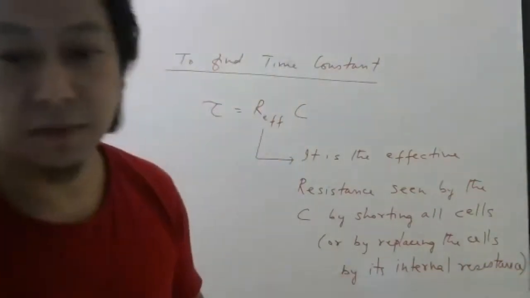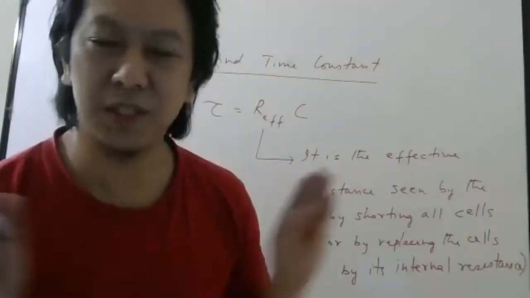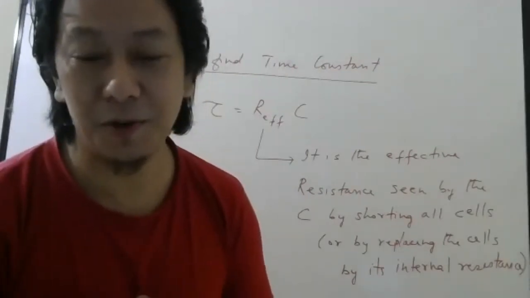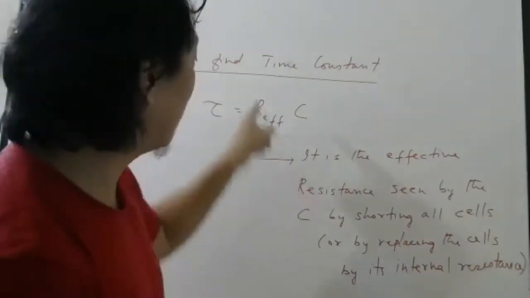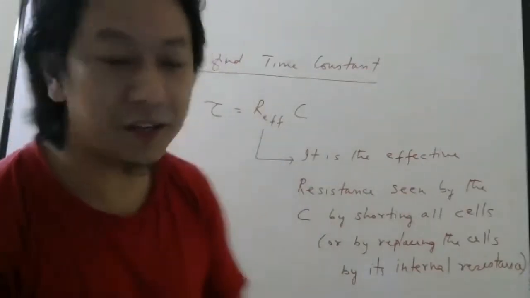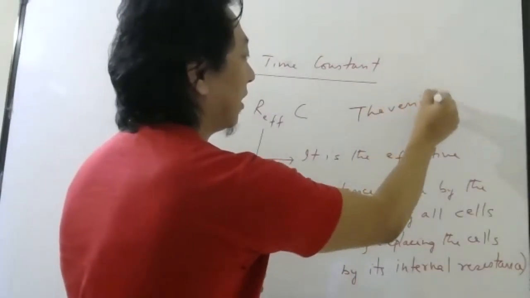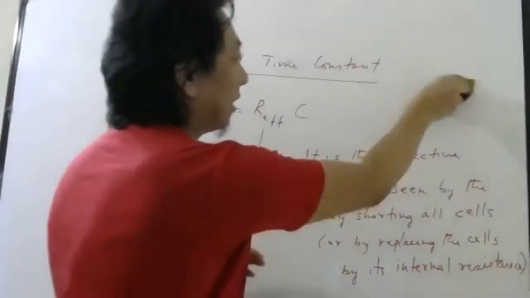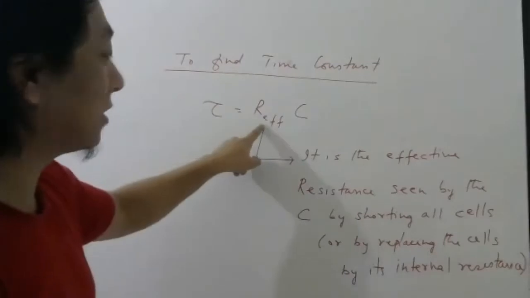This is actually a theorem. We will not go into the proof of this theorem; it will be too lengthy. I think electronics students will know this theorem, called Thevenin's theorem, and this resistance is also called Thevenin's resistance. Some electronics students may know it, but we don't care what the theorem is called. We just want to know how to find this R effective.